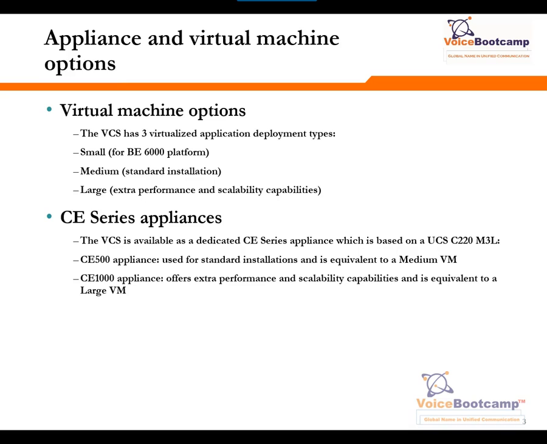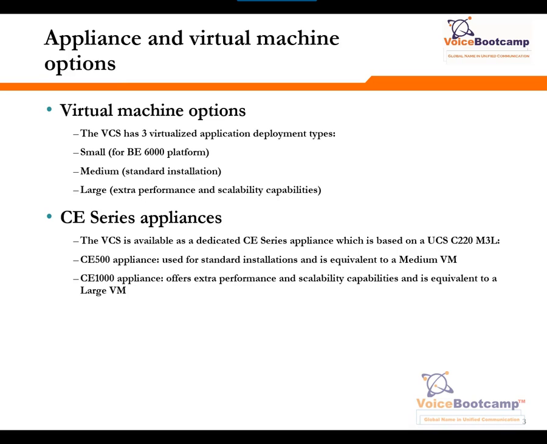Small is for companies that are using the Business Edition 6000 series platform. Medium, on the other hand, is designed for standard installation, which can support up to 2500 endpoint registrations. Large can handle up to 5000 and is designed for extra performance and scalability. Now, virtual machine requires the use of VMware platform and Unified Computing System in order to properly deploy. You can also go with the appliance mode. On appliance mode, you have a dedicated hardware-based solution based on the UCS C220 M3L platform.